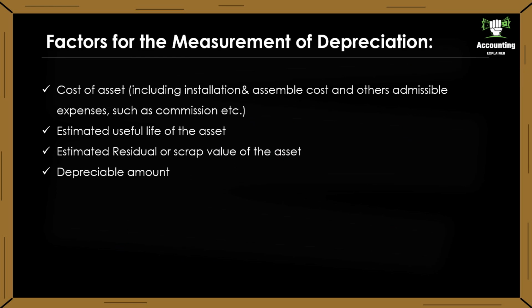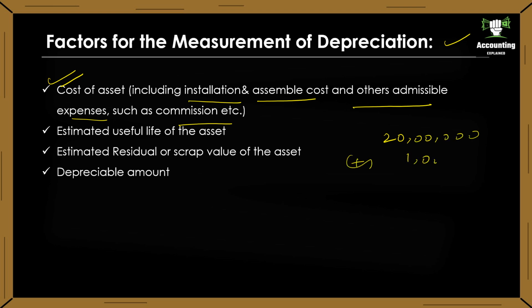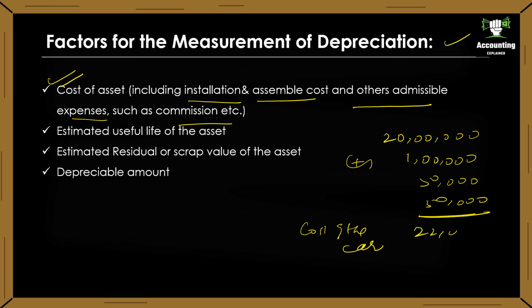Factors for the measurement of depreciation. The cost of the asset, including installation, assembling cost and other admissible expenses such as commission, should be added to the cost of the asset. So in the car example, what did we see? The car was 20 lakhs. Suppose the cost of installation is 1 lakh, assembling cost is 50,000, and other admissible expenses, commission, everything together cost 50,000. Now the cost of the car which we have to take in the books will be 22 lakhs. We have to add all these things.